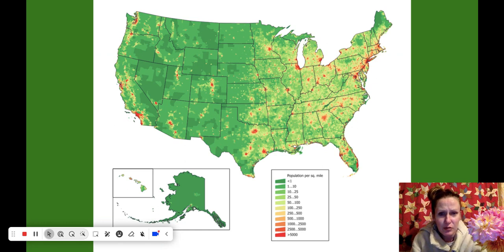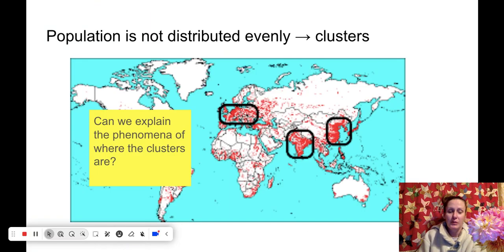If you zoom in on the United States, you'll see where we are. We often mention that New Jersey is the most populated state in the country, but if you extend it to the New York City area, you'll see why it's so red there. Like we said, these clusters are where there's this high density. And can we explain where the clusters are and why they are there? What caused there to be a significant population there?